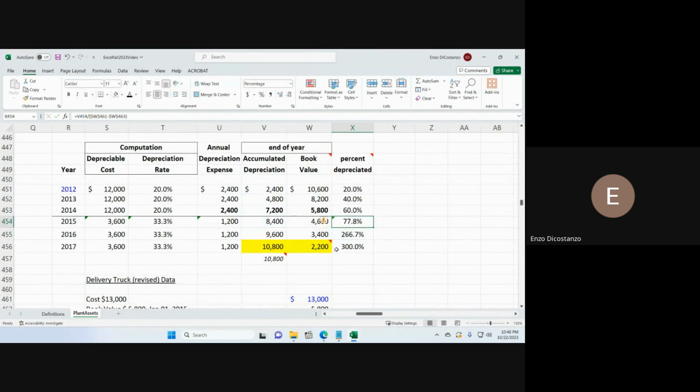There's your 77. See what that is? This is the accumulated divided by the new depreciable cost. These are the depreciable costs relative to the 12,000. Right now it's the depreciable cost of 13 minus 2,200, because you're only trying to get down to 10,800.